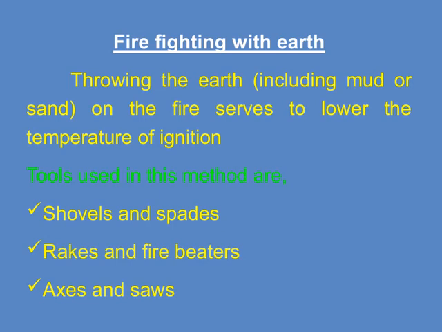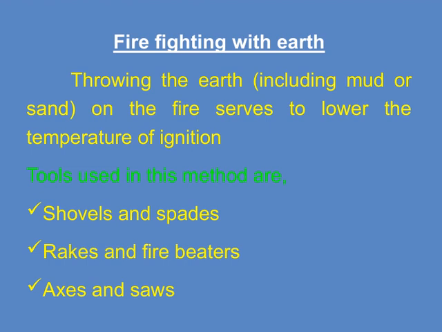Firefighting with earth is a traditional and effective method, especially in certain situations. When we throw earth, including mud or sand, onto a fire, it helps to lower the temperature of the ignition point. This technique essentially smothers the flames and reduces the heat, making it easier to control the fire. The tools we use for this method are quite simple but essential. Shovels and spades are common for scooping and throwing earth quickly and efficiently. Rakes and fire beaters help distribute the earth evenly over the fire, ensuring better coverage.